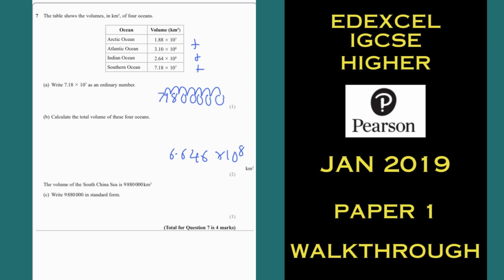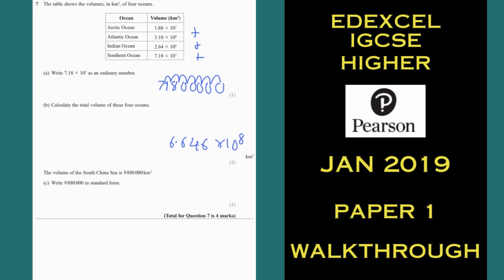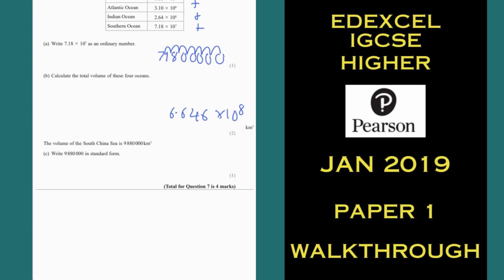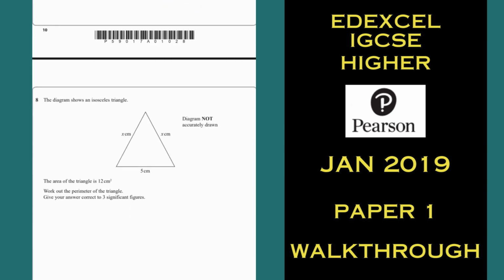And it says the volume of South China Sea, so you've got to work backwards. So again, it's a large number, so it's going to be a positive power. 9.88 is the number we're wanting. And it's in the millions, so it's going to be power of 6. There you go. Or you can do the loops and count it.